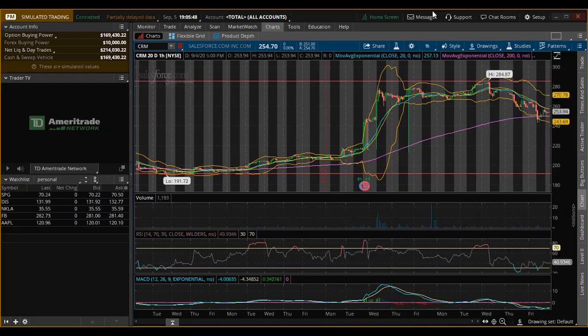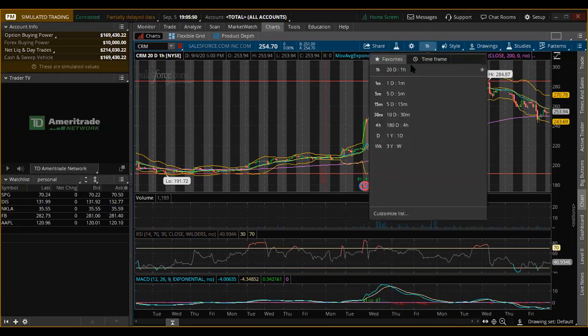Right now, I'm on the 20-day, 1 hour chart. I do all my charting on 20-day, 1 hour. From here, I do expand it to the 180 and the 1 year just to see if I'm going to put more lines on there. But this is how I set up mine.